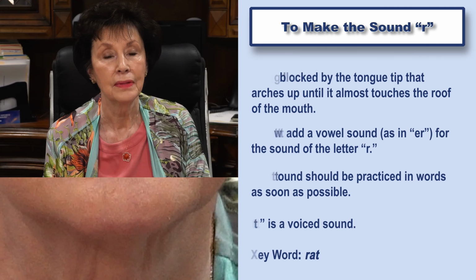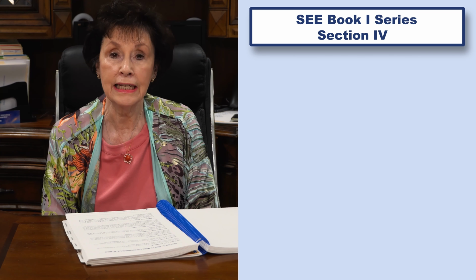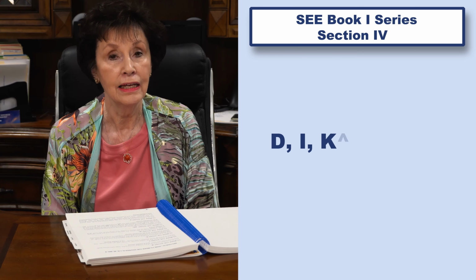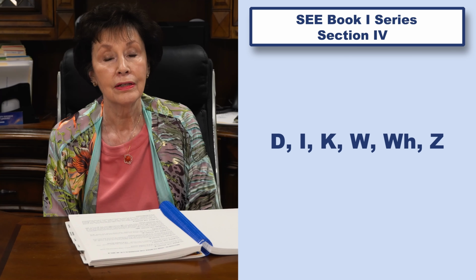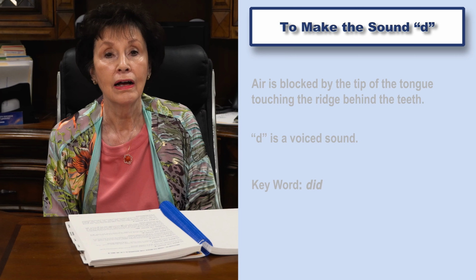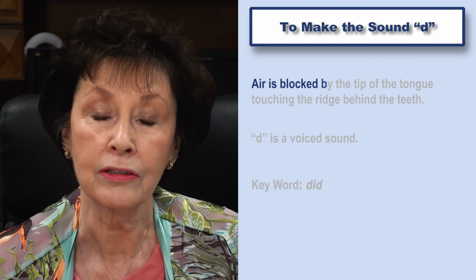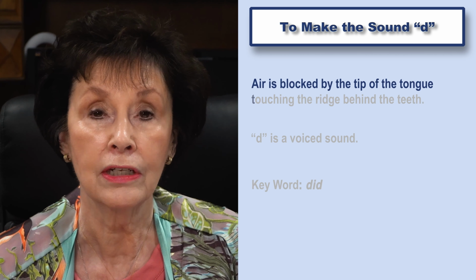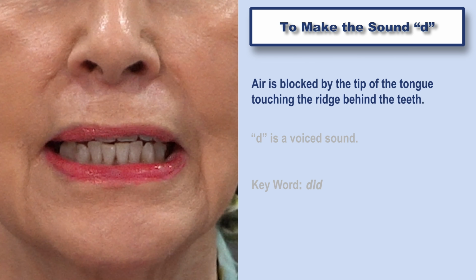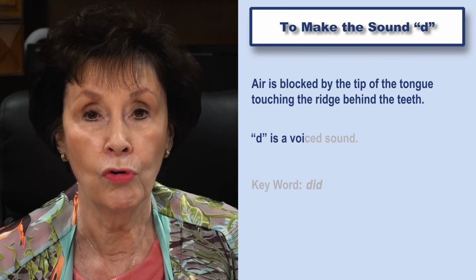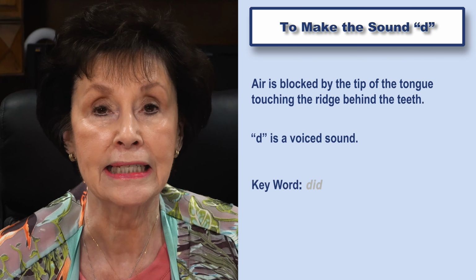In Section 4, the letters and sounds taught are D, I, K, W, WH, and Z. To make the sound of the letter D, air is blocked by the tip of the tongue touching the ridge behind the teeth. D is a voiced sound, and the key word is did.